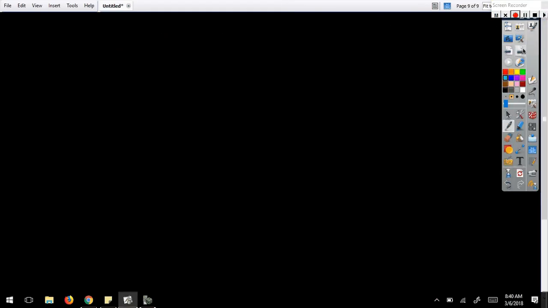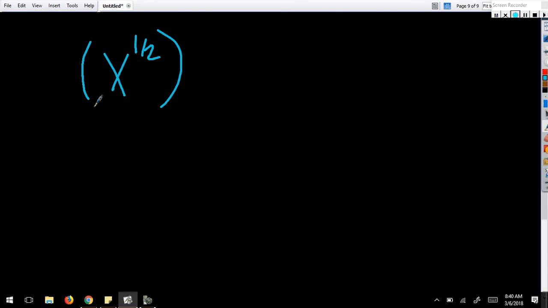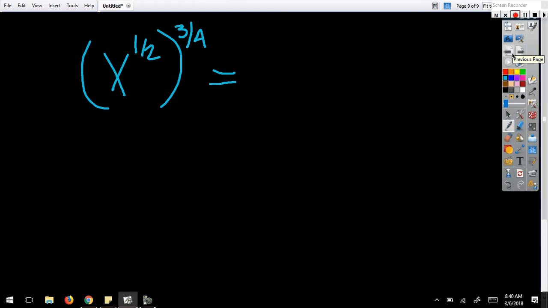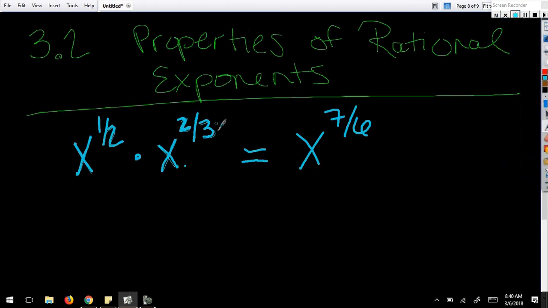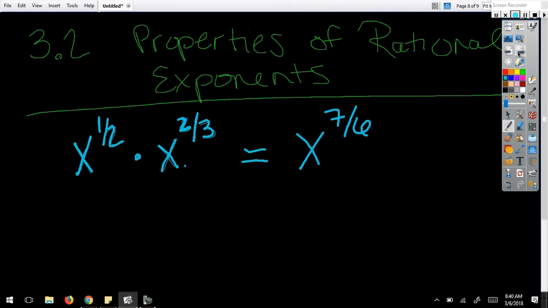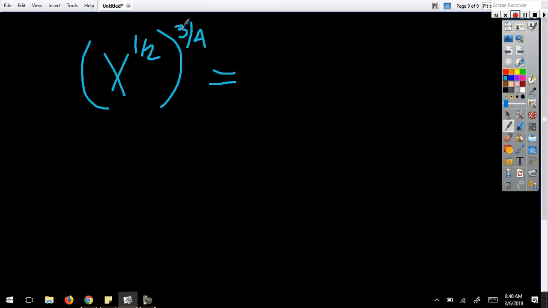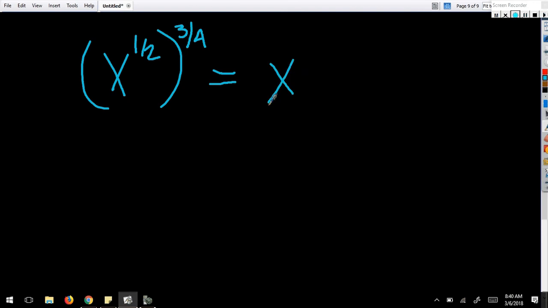Let's take these same numbers. What if I were raising it, what was the other number, 3/4? What if I'm raising a power to a power? What do I do with these exponents? I multiply them. Wait, I thought you added them. That's a different property. When I'm multiplying with the same base, I add the exponents. When I'm raising a power to a power, I multiply exponents. So it's 3/8. Remember, multiplying fractions is easy because it's top times top and bottom times bottom. If you feel like you must have your calculator, you may.